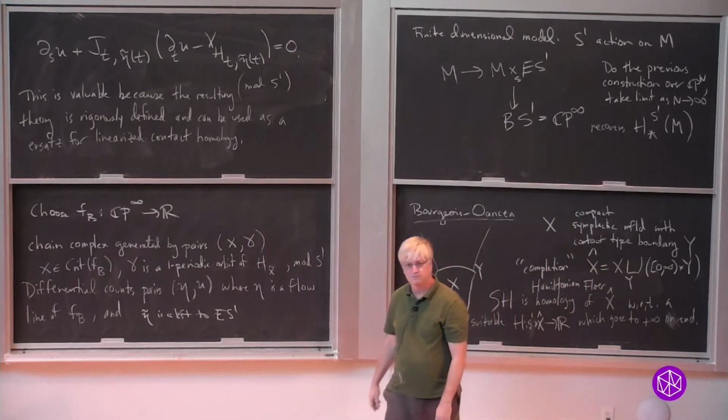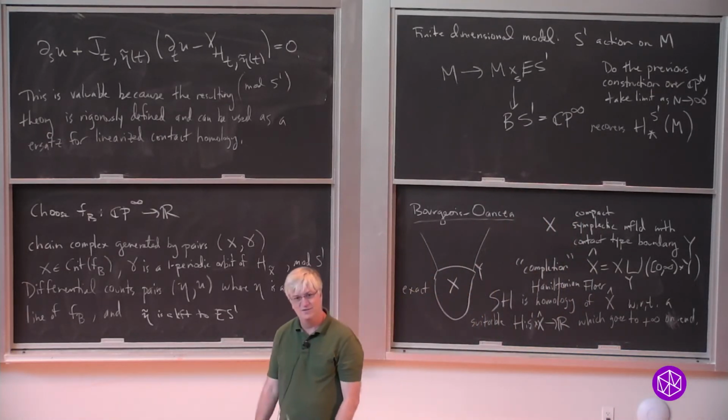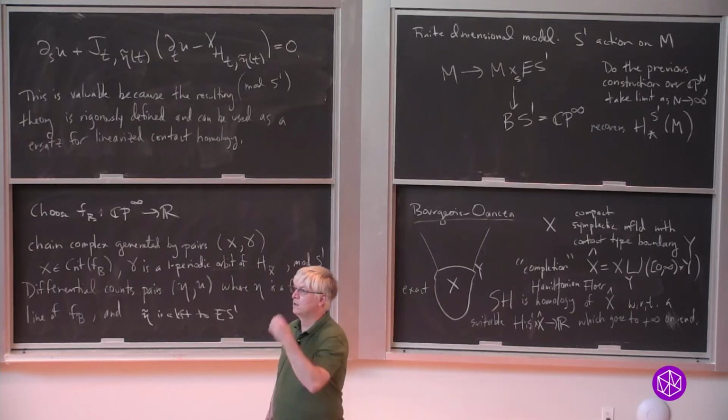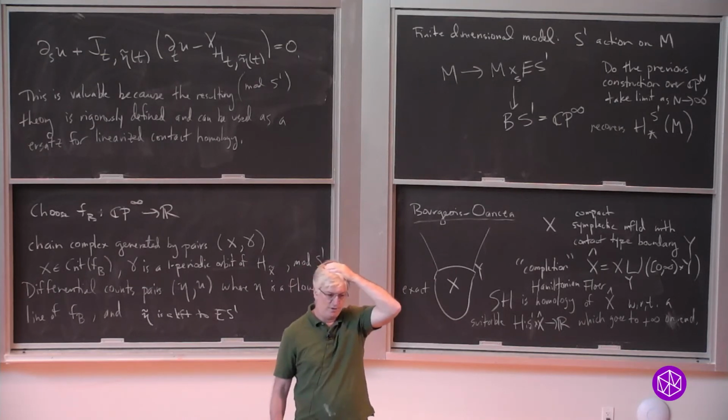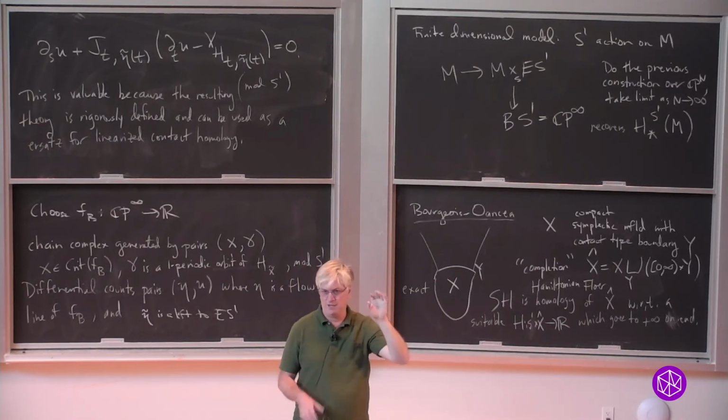Actually, I have another question. So what if you instead thought of CP infinity minus infinity as the base? So instead of taking your Morse function to be strictly positive, let it go to plus and minus infinity. Yeah, I'm not an expert on this, but there's something called Rabinowitz Floer homology. I think that's what you're asking about. So you have things going to plus infinity and minus infinity.